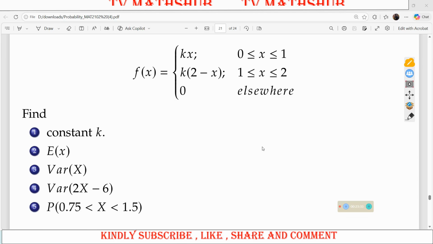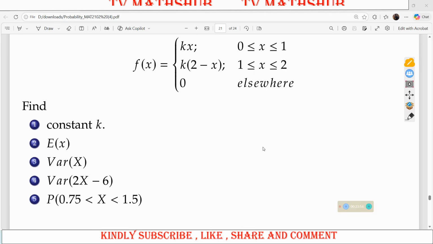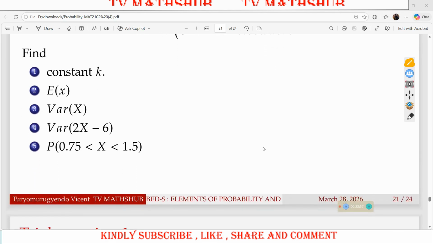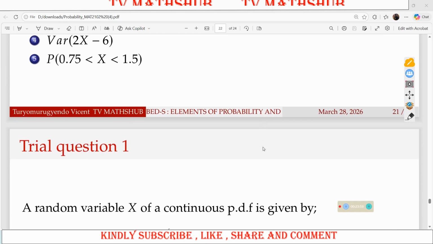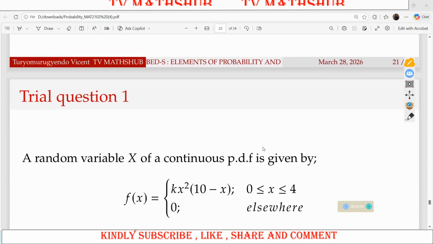So we wanted the constant, expectation, variance, and the probability. So that is what was required from there. That is basically what we shall have on the expectation and variance for a continuous random variable. And now I will give you some questions to try out. So here are some trial questions, and please make sure you try them out.